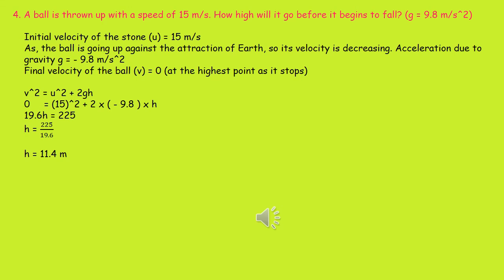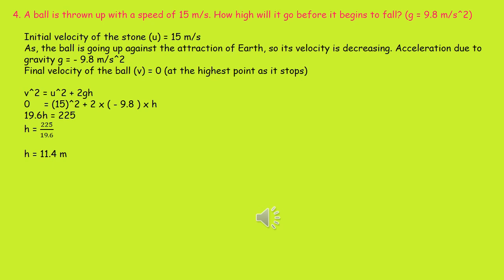v square is equal to u square plus 2gh. So 0 is equal to 15 whole square plus 2 into minus 9.8 into h. 19.6 h is equal to 225. So h is equal to 225 by 19.6. So h is equal to 11.4 meter.